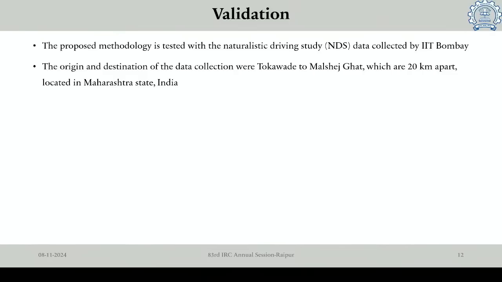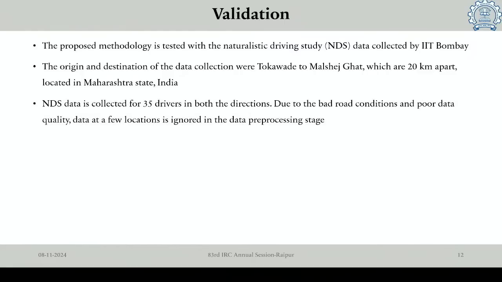So the proposed methodology is tested with the naturalistic driving data available at IIT Bombay. The origin and the destination of the data collection are from Tokawati to Malchechghat, which are 20 kilometers apart, located in the Maharashtra region. Data from 35 drivers, both to and fro, are used in this validation. In some cases, like if there is a bad road condition and poor data quality, those data points are ignored in the process.